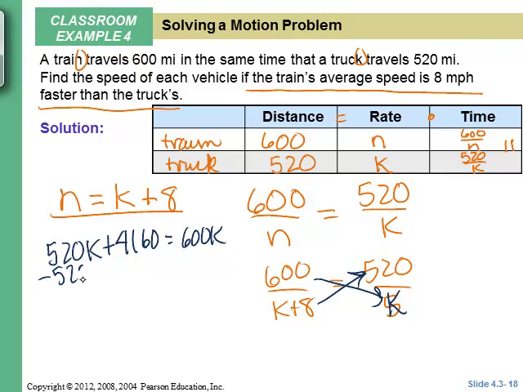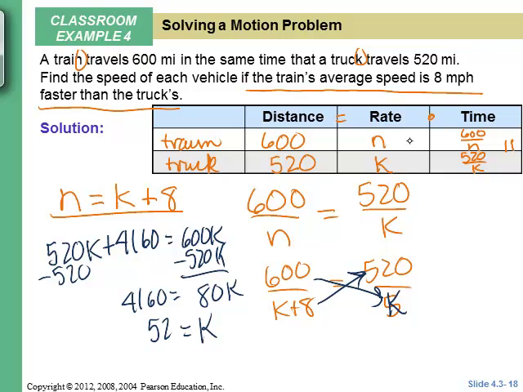Subtract 520K from each side, and we get 4160 is 80K. So 4160 divided by 80 is, K is 52, which means train is 8 faster than that, or 60. Those are our two. Just find the speed of each vehicle. Those are our two speeds. You do this one.